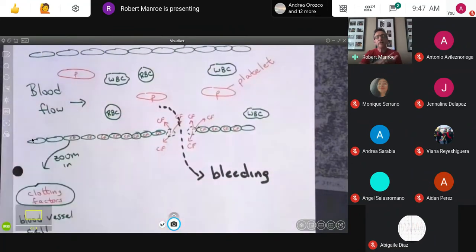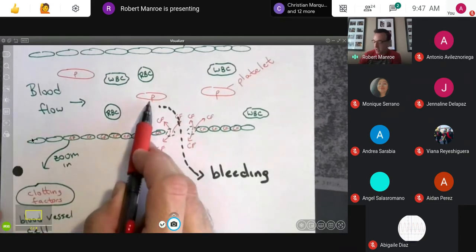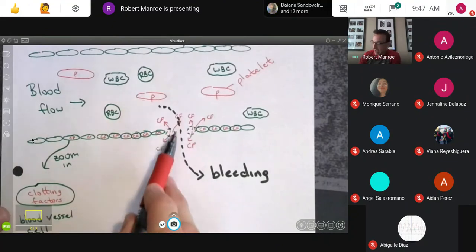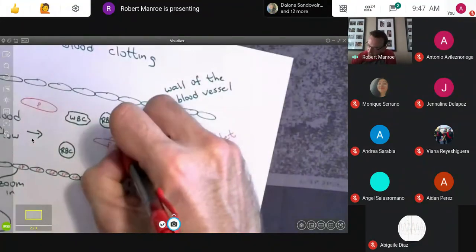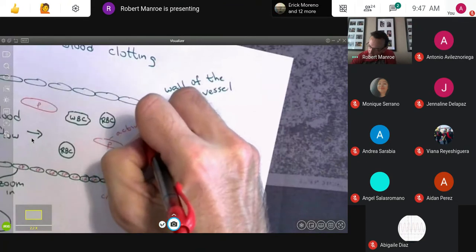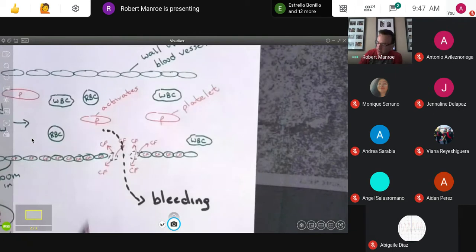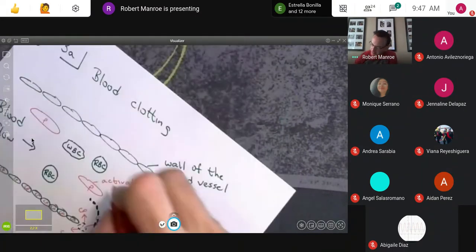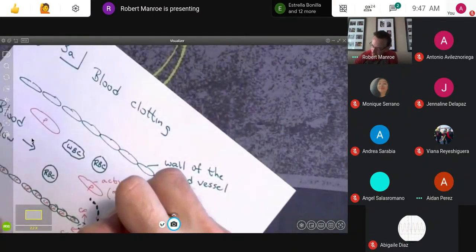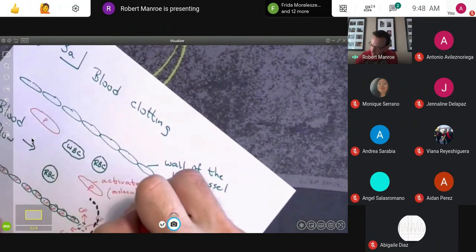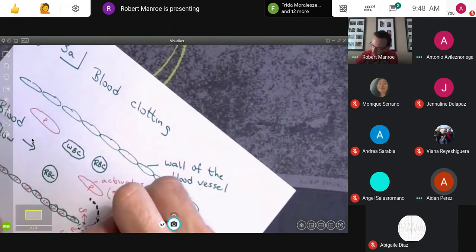Usually, platelets are very slippery. Usually, the surface membrane proteins of the platelets allow the cells just to slide by. However, when the surface membrane proteins of platelets are activated by clotting factors, then these platelets aren't slippery anymore. Guess what they become? What's the opposite of slippery? Sticky.